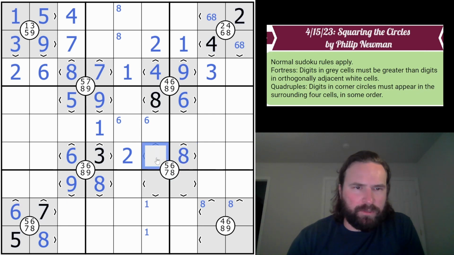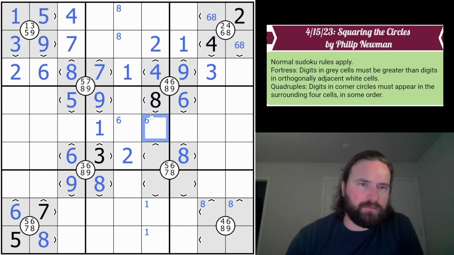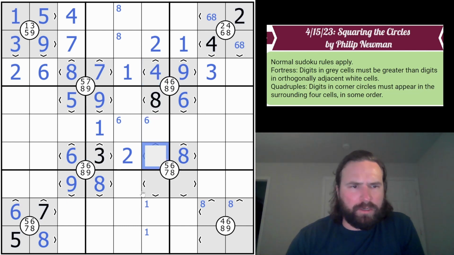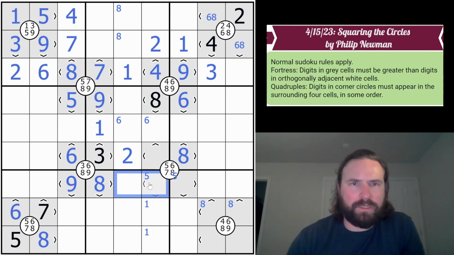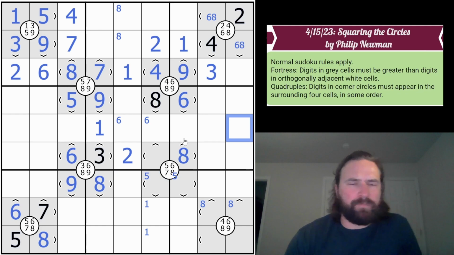5 can't go here. Is that notable? So one of these two has to be a 5. 5 can't go here because 1, 2, and 3 are here, and 4 is here. So there's no number that would go here. I guess I'll mark that. One of those two has to be a 5, which means that one... No. So that has to be a 5. Wait, no. I was thinking these were in this box. Never mind.